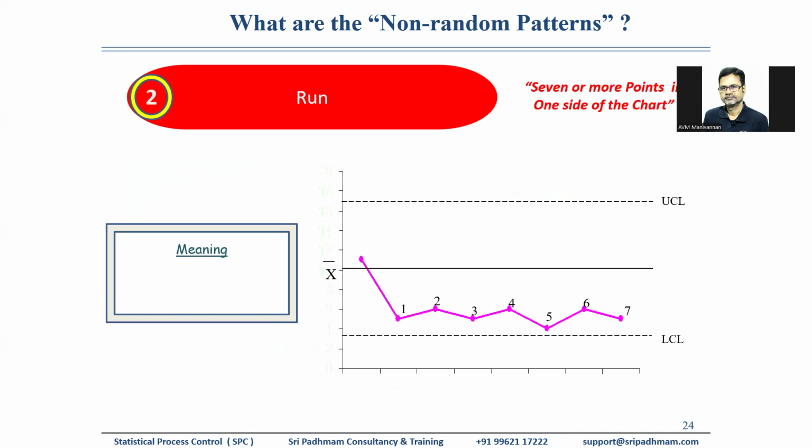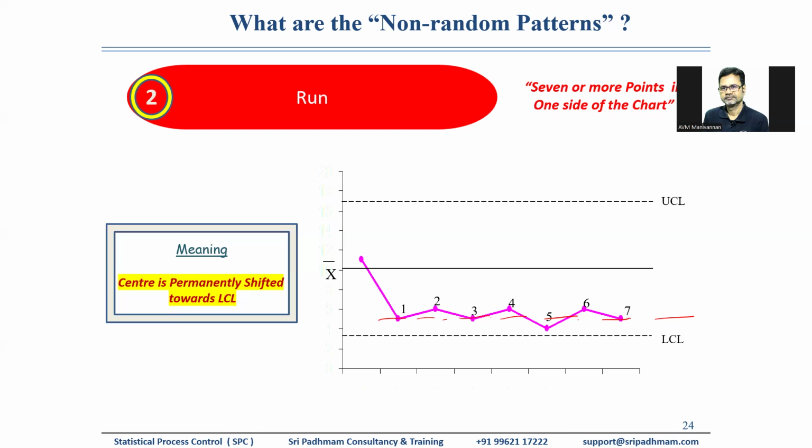We already discussed: 7 consecutive points on one side. This is called run. The center is permanently shifted somewhere here. That is the meaning. Clear?